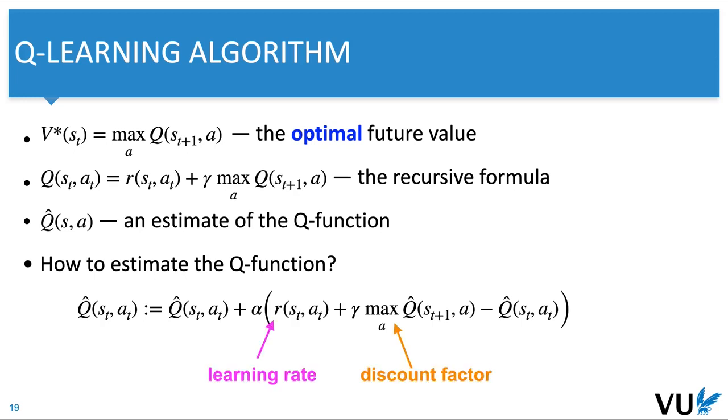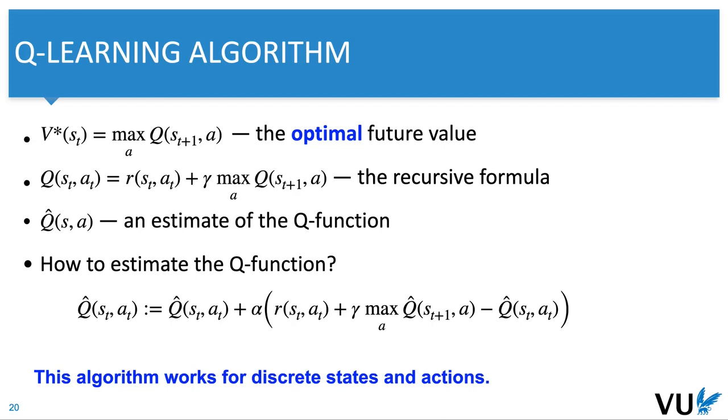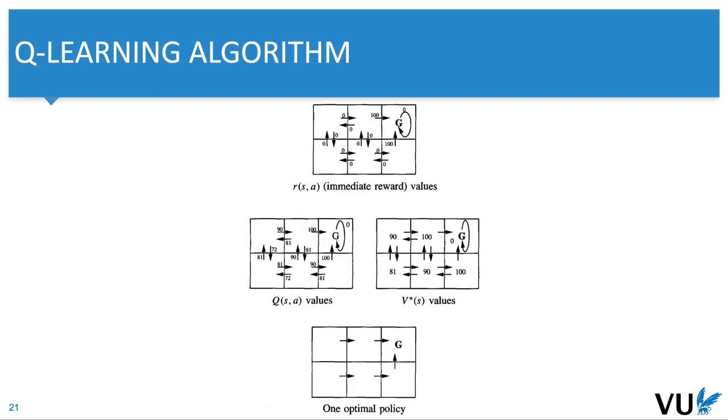and then in front of the bracket we have plus the old value, the old estimate, and we also have the learning rate. This is this alpha, and these arrows are shifted a little bit. So the learning rate is of course alpha, and the discount factor is gamma. Okay, and this of course works only if we have discrete states and discrete actions. So yeah, this is what I just said. And how does it go? Let's say that we have a very simple scenario.